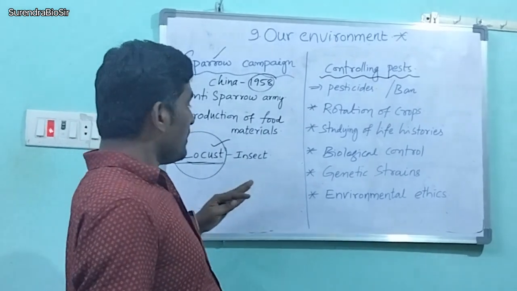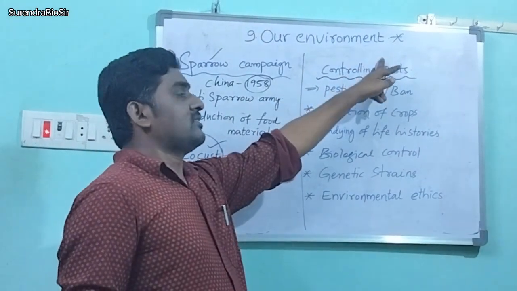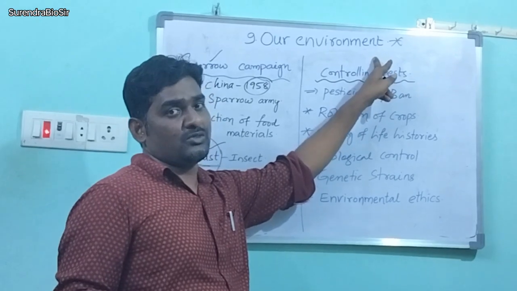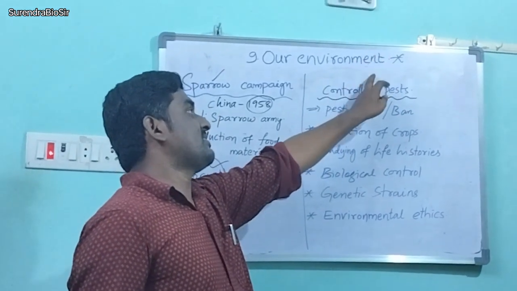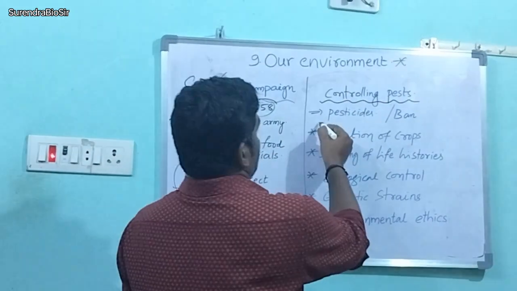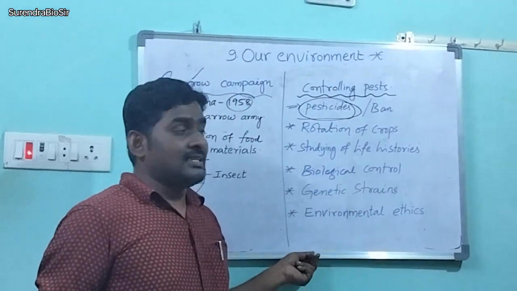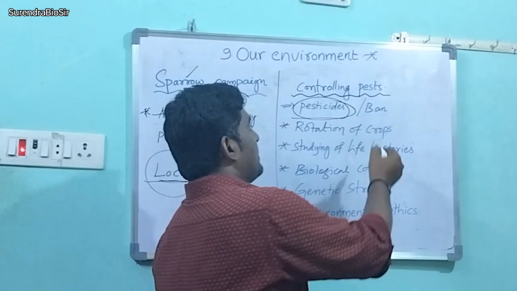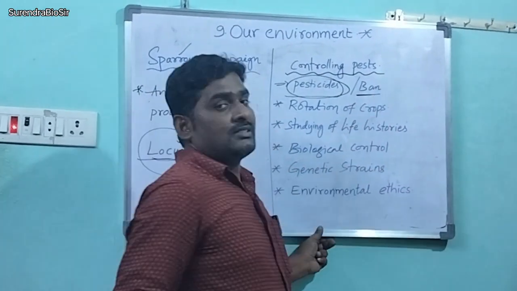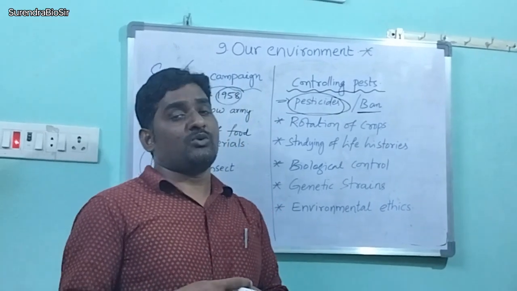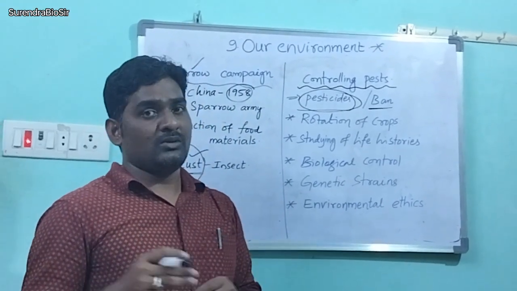Next, we discussed pests. To control the pests, what measures do we have to take? Precautions, prevention. What are the prevention methods? The first one is pesticides. The chemical used to control pests is called a pesticide. Here we have one statement: ban all pesticides. If you ban all the pesticides, how do you control the pests? So it is not good.